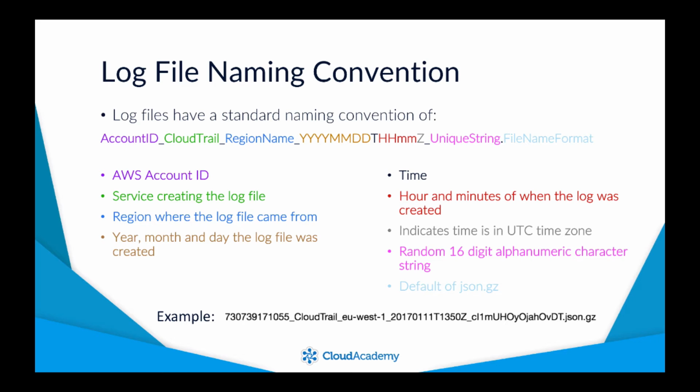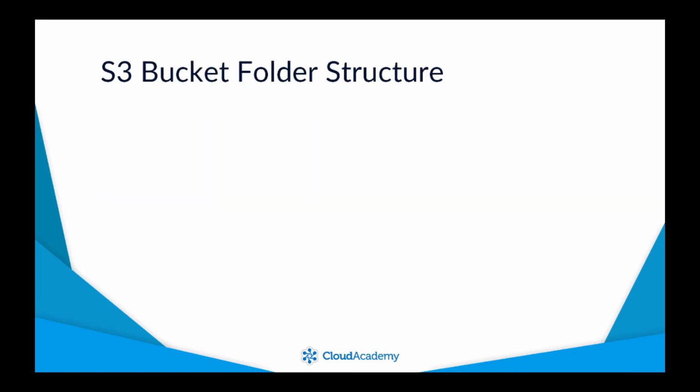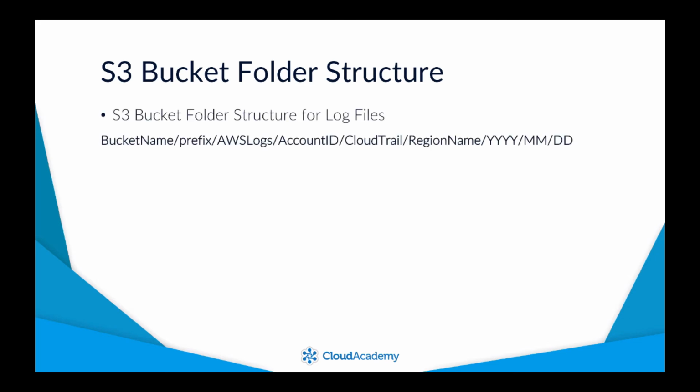Whilst we are looking at structures, let me also talk about the bucket structure where your logs are stored. You may think the logs are all stored in one folder within your S3 bucket. However, there is a lengthy but very useful folder structure as follows. Firstly, you have your dedicated S3 bucket name that you selected during the creation of your trail. Next is a prefix that is also configured during the trail creation and is used to help you organise a folder structure for your logs corresponding to different trails.